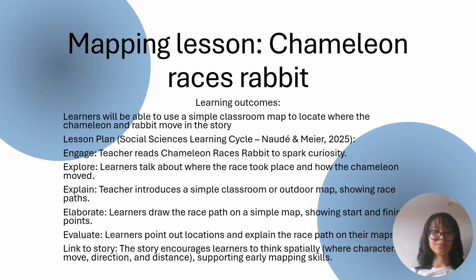Number 4, elaborate. Learners draw the race path on a simple map showing start and finish points. Evaluate. Learners point out locations to explain the race path on their maps. And the link to the story encourages learners to think spatially, where characters go, move, direction, and distance, supporting early mapping skills.